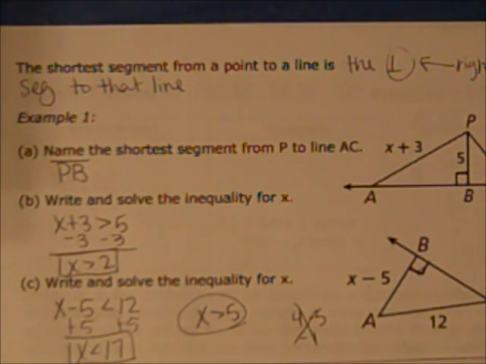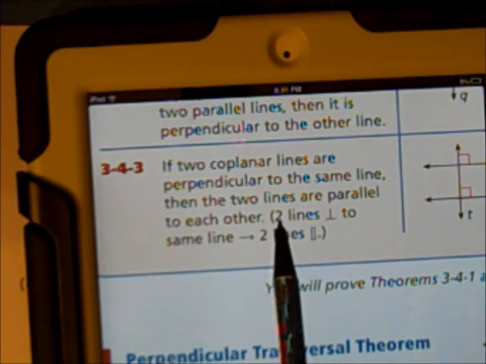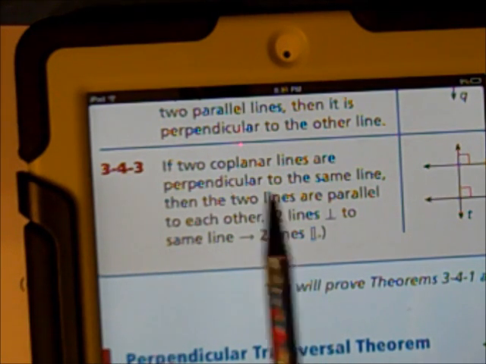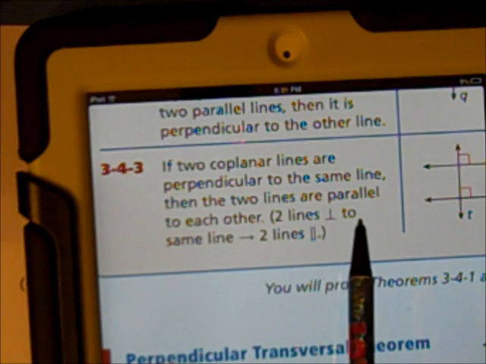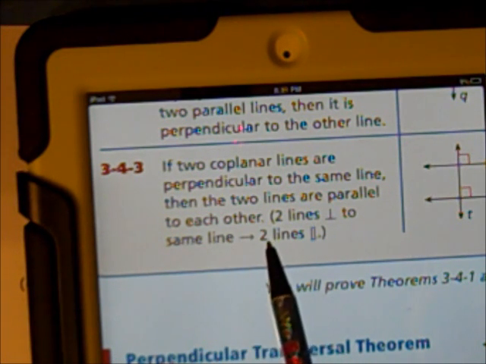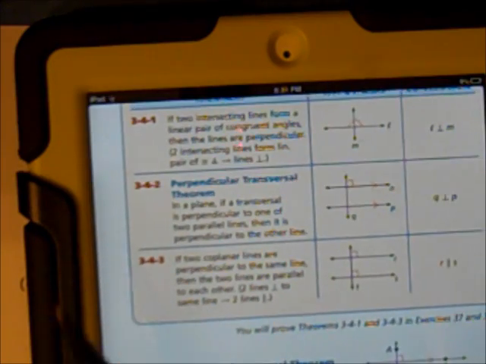We don't get to call them 3.4.1 and 3.4.3 because if you were using a different textbook, it wouldn't be Chapter 3, Section 4. But that's just helping us find them. So you'll notice in the parenthesis what you're calling these. So 3.4.3, when you're going to write it in a proof, you're going to write two lines perpendicular to the same line means the two lines are parallel. You can't use the shortcut numbers because if a person didn't have your textbook, they wouldn't know what you were talking about.